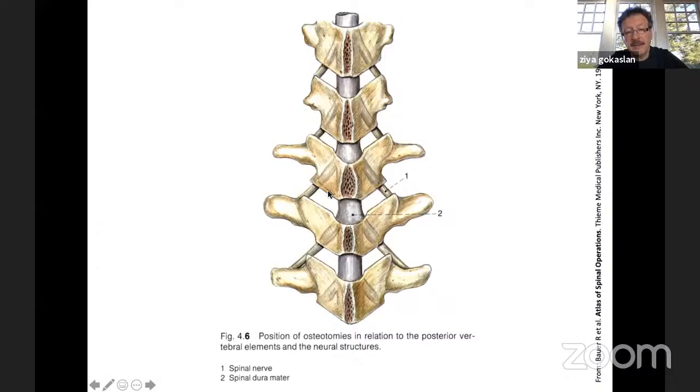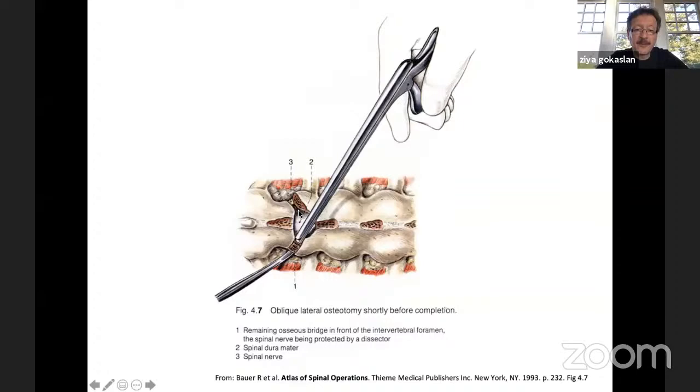In the cases where the discs are relatively well preserved, the Ponte osteotomies are used, like in Scheuermann's kyphosis and so forth. And you can achieve very nice restoration of the posterior shortening of the posterior column and restoration of the sagittal balance. This shows how this progressively goes from midline laterally. You progressively keep removing and you go across the facet joints.